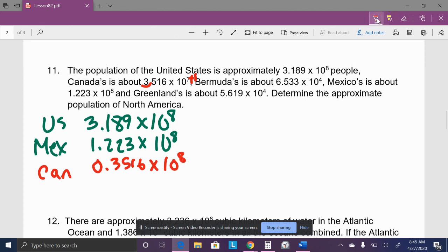Bermuda's, ooh, I have to add 4 to get 8. So I have to move this decimal over 4 spots. 1, 2, 3, 4. So Bermuda is 0. How many spots are there? 1, 2, 3. 3 zeros. 1, 2, 3. 6, 5, 3, 3. This is going to be an ugly number. Times 10 to the 8th.